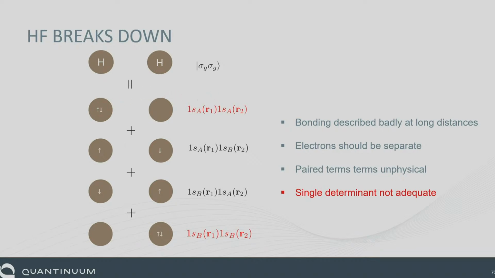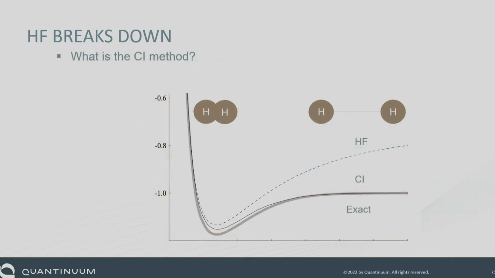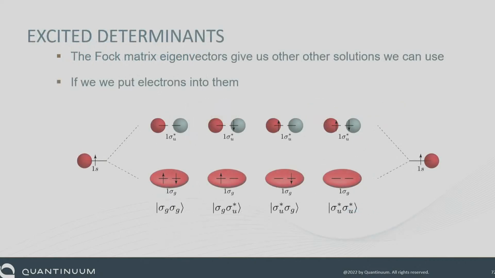So this single determinant picture is not adequate. That's why we have to use this method called CI. CI is really what motivates us to use quantum computing; it's the same problem that we use for quantum computing as well. You start to introduce these extra expansions. What do I mean by that? Extra determinants, so you have this many-electron multi-determinant wave function now.